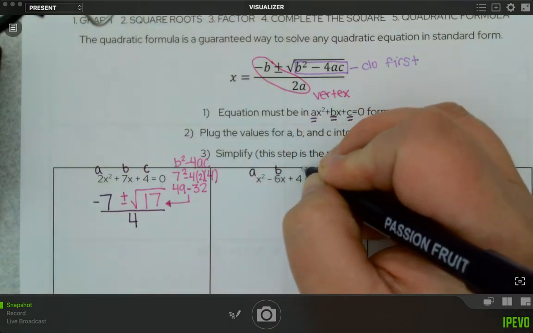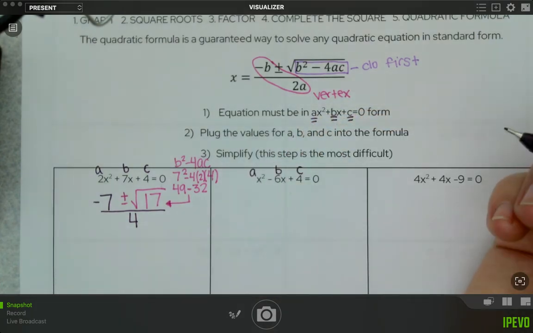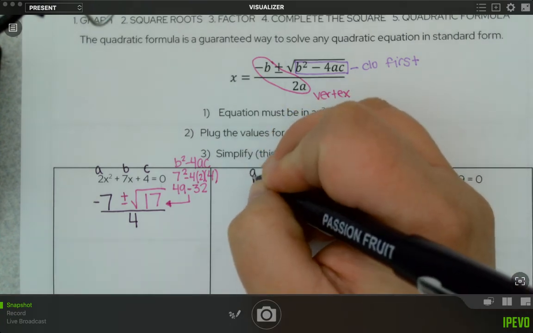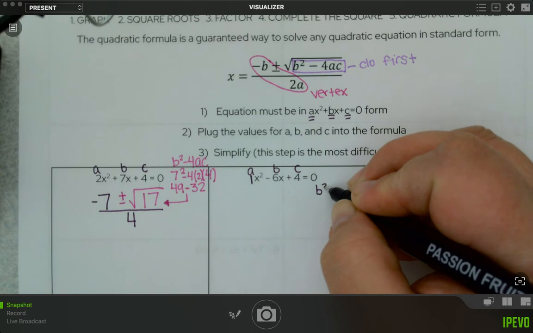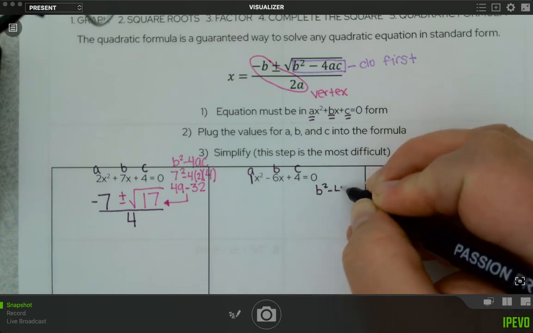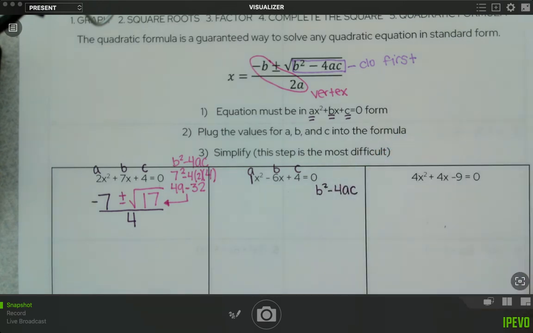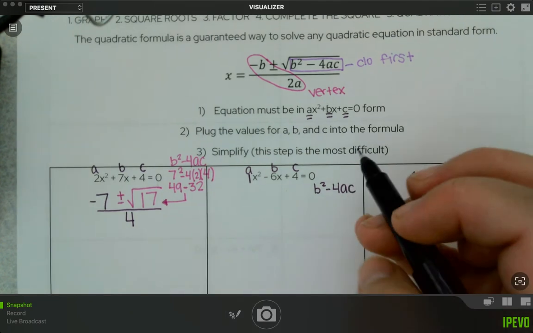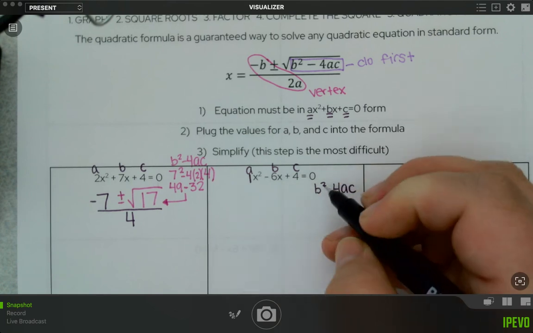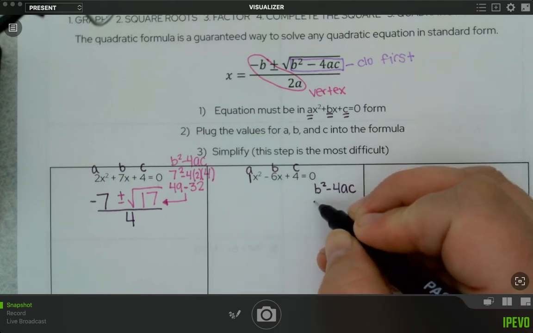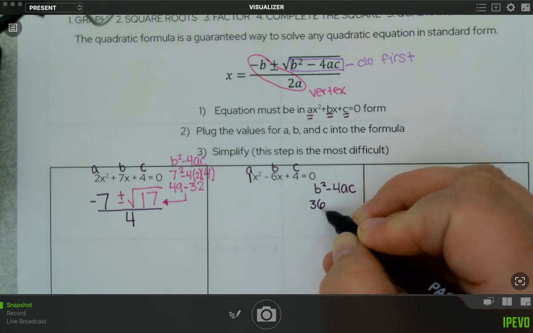A, B, C. There is no number in front of x squared, so we can go ahead and put a 1. And then I'm going to come over here. I'm going to leave myself a little more space this time. And I'm going to do this part first. So here's why I do this part off to the side on my own. Negative 6 is b. And I'm just going to go ahead and say that negative 6 squared is 36.